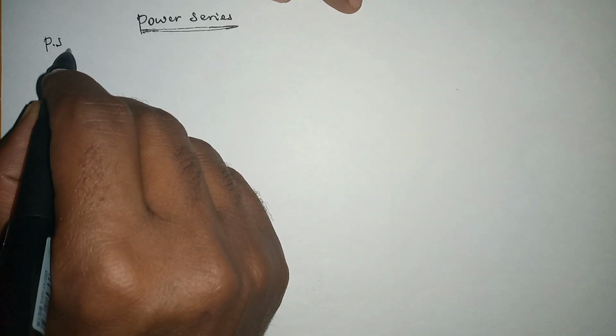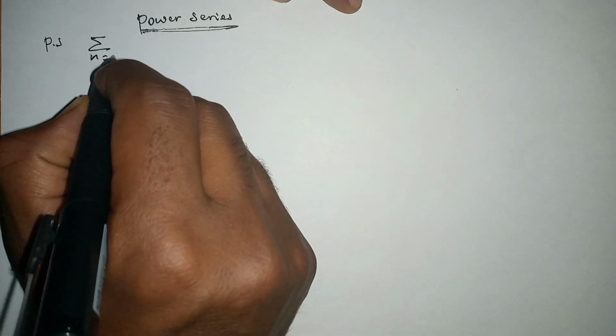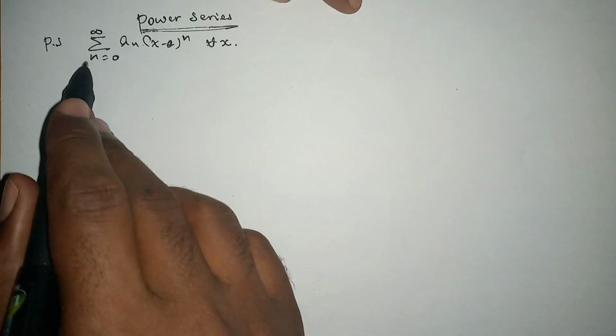A power series is a series, or an infinite series, given by the summation as n runs from 0 to infinity of a_n times (x minus a) raised to n, for all x, if x is any variable. An infinite series given by this form is called a power series.